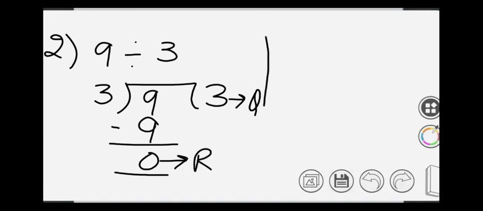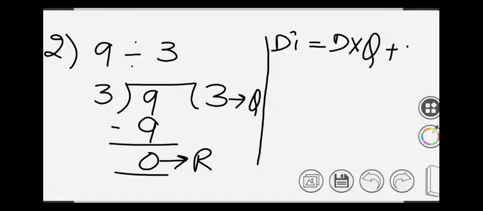Now again we will cross check. In order to verify our answer, we will be using again the same formula: dividend is equal to divisor multiplied by quotient plus remainder. Since remainder is 0 here, we can skip this part. So we can simply make it as dividend is equal to divisor multiplied by quotient.